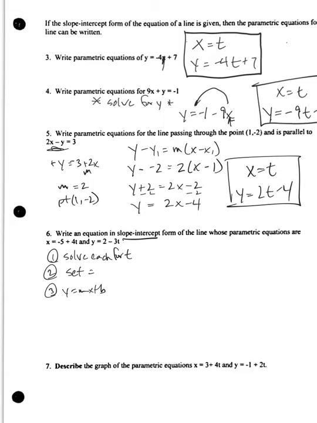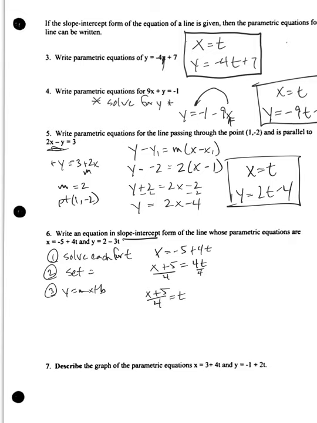So for this, we're going to have x equals negative 5 plus 4t. So we get x plus 5 equals 4t. And you don't have to do a lot of simplifying here. When you divide by 4, just leave it like that. It might be easier. x plus 5 over 4 equals t.